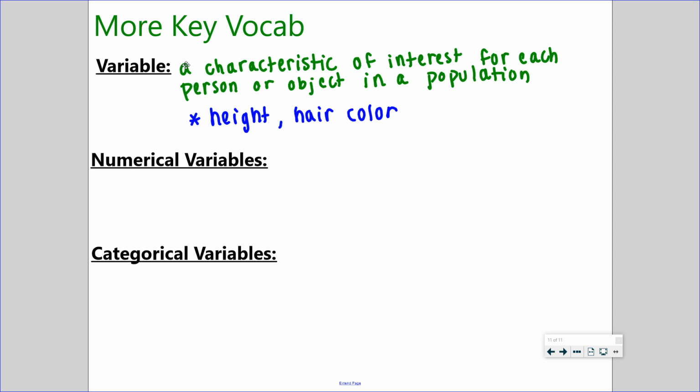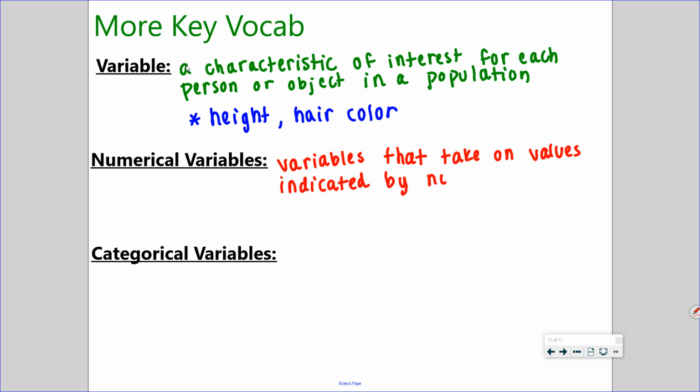Statistics studies 2 types of variables. Numerical variables, which is what we talk more about in the next lesson. Numerical variables are variables that have numbers assigned to them, or numerical values. So I'm going to say they take on values indicated by numbers. So something that you can measure numerically, such as your height. We measure that with numbers. That's an example of a numerical variable. Your weight would be another one. Averages. If you're calculating averages, those are all represented by numbers. That's numerical variables.